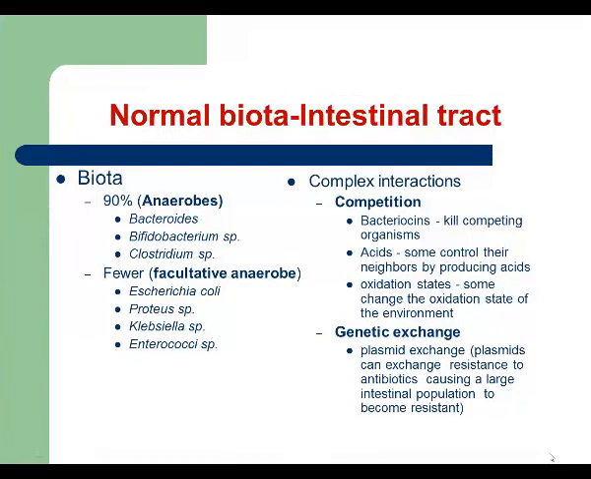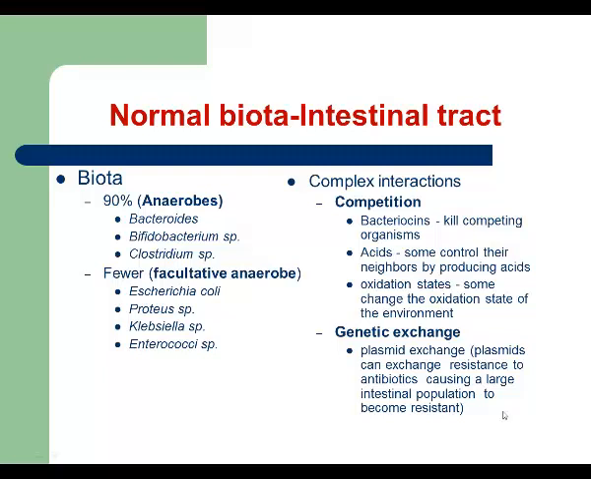Examples of normal biota are listed here on this slide, and to make it easier for you to memorize, we divided those organisms into two main groups. The first group, those are anaerobes, and from this group you have to know Bacteroides, Bifidobacterium species, and Clostridium species. The second group is called facultative anaerobes, and those are E. coli, Proteus species, Klebsiella species, and Enterococcus species.